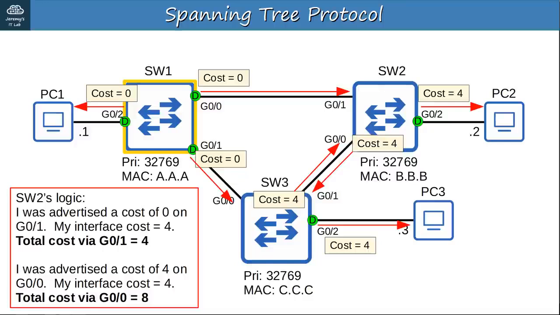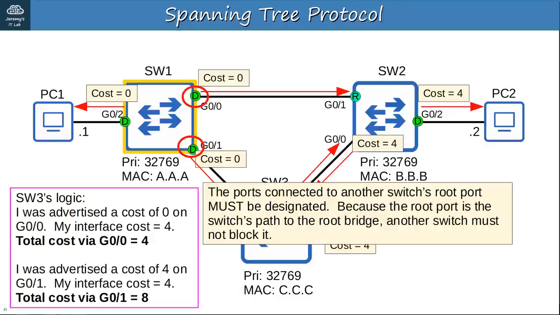It was advertised a cost of 4 on G00 from switch 3. However, its interface also has a cost of 4. So the total root cost via G00 is 8. So it will select G01 as the root port. Switch 3's logic follows the same process. It has a total cost of 4 via G00 and a total cost of 8 via G01. So it will select G00 as its root port.